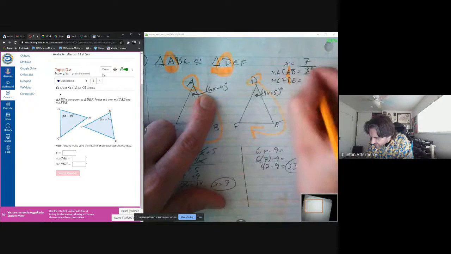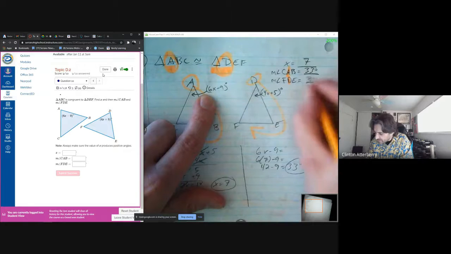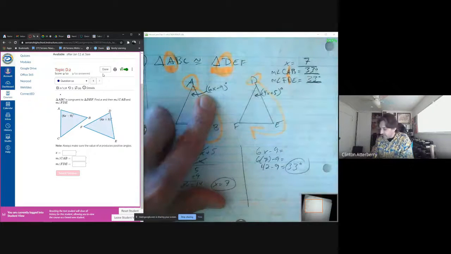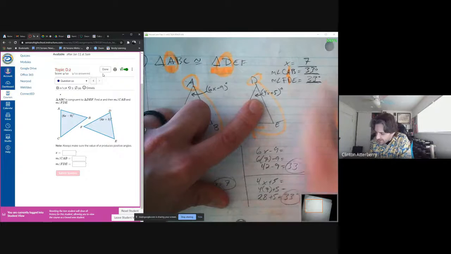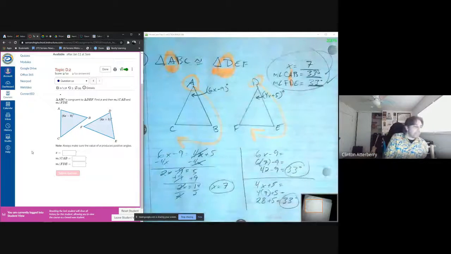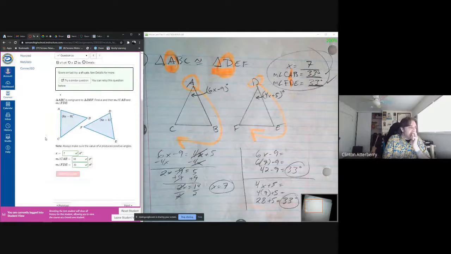So I'm assuming it's 33 degrees. Okay, I'm going to make a little note here that it's 33 degrees. Let's see if it actually works out that way. 4x plus 5, but x equals 7, so 4 times 7 plus 5. It's 28 plus 5. Yeah, got it. Okay, let's try that out. 7 is x, 33 for that measurement, 33 for that measurement. Bam. Got it.